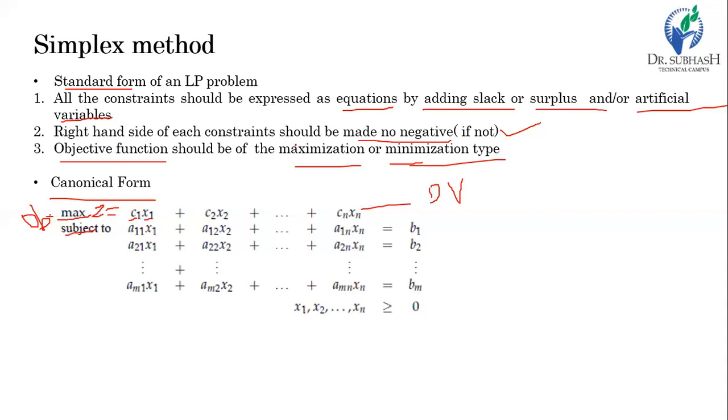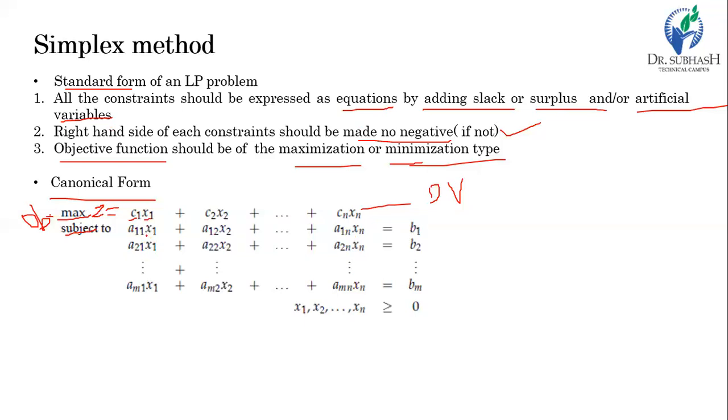So again all the conditions are fulfilled here. First, maximization: either a maximization or minimization type objective function is here. Then subject to constraints, constraints must be in the form of equations. So all are here in equation form: a11 x1, a12 x2 up to a1n xn equal to b1. Here x1, x2, x3 are decision variables, and a11, a12 are exchange coefficients or substitution rates.